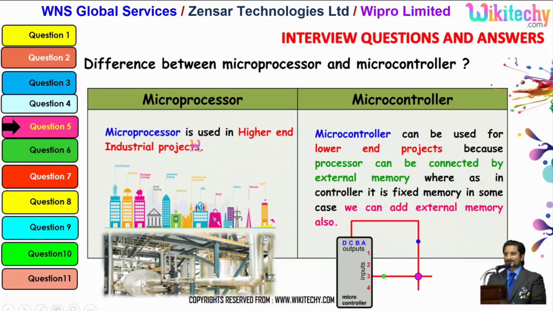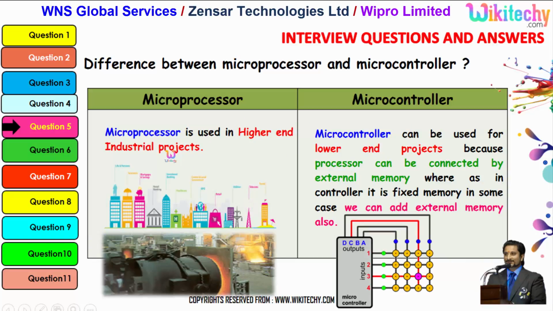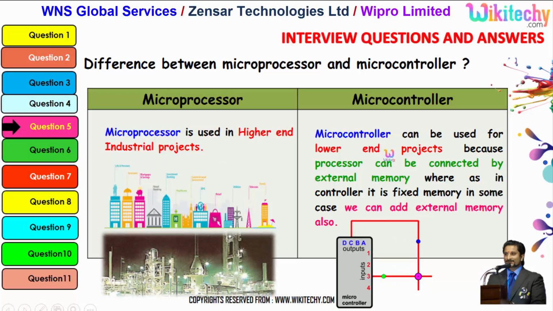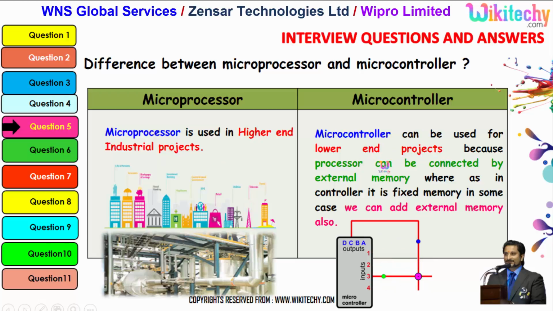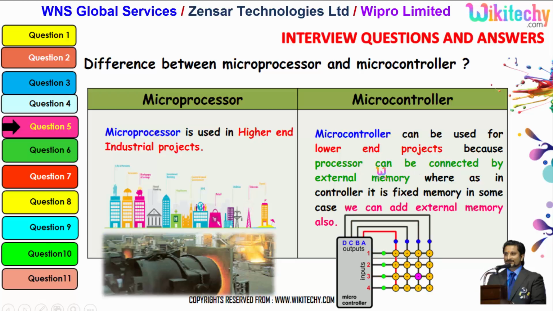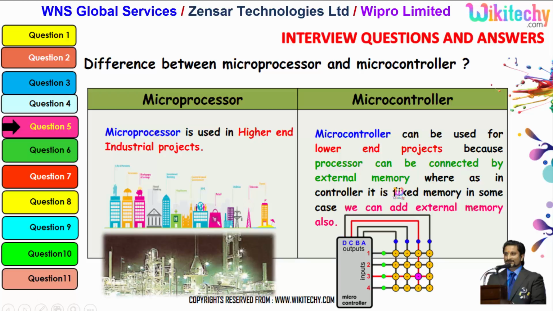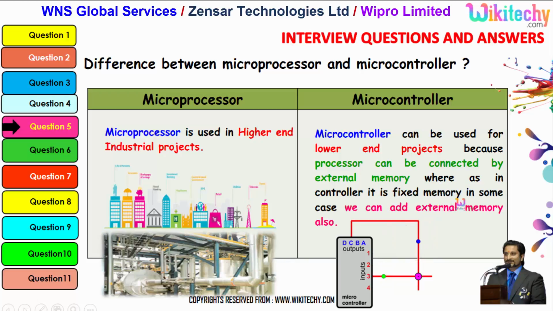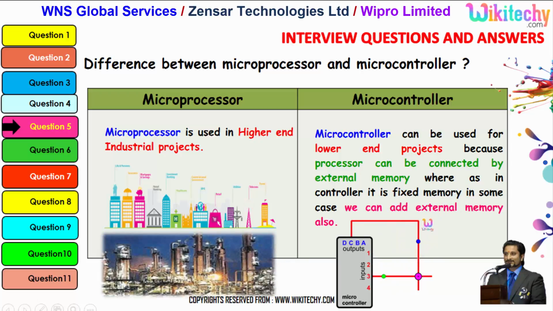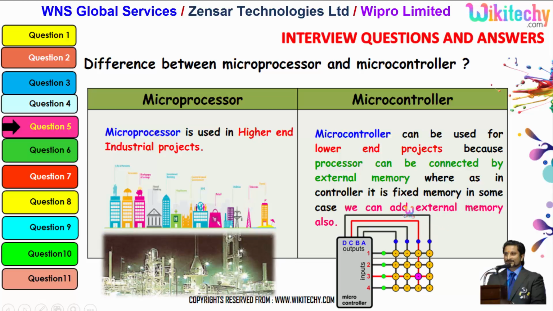So microprocessors are used in high-end industrial projects, whereas microcontrollers can be used for low-end projects because a processor can be connected to external memory, whereas the controller has fixed memory in some cases, though we can add external memory also.